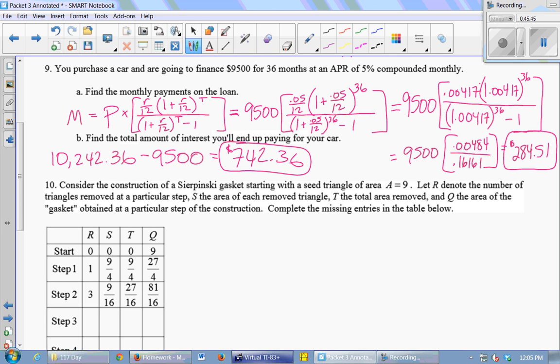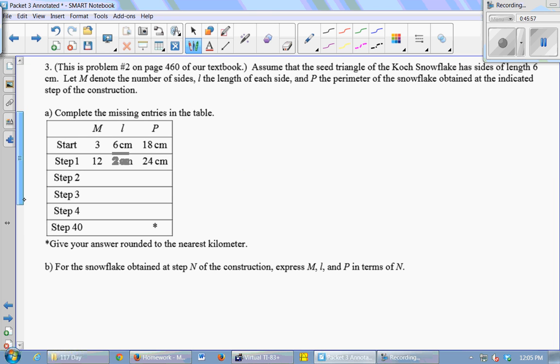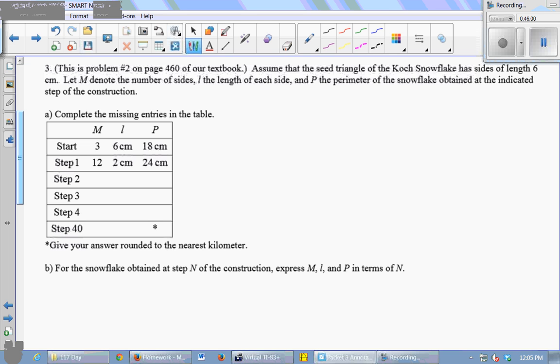Okay, so it's a little clearer what formulas go with what kinds of problems. Okay, good. Let's look at the snowflakes. We've got 10 minutes left, 12 minutes. Oh, and I didn't do the credit card problem, but we did that in class like last week. So, okay.